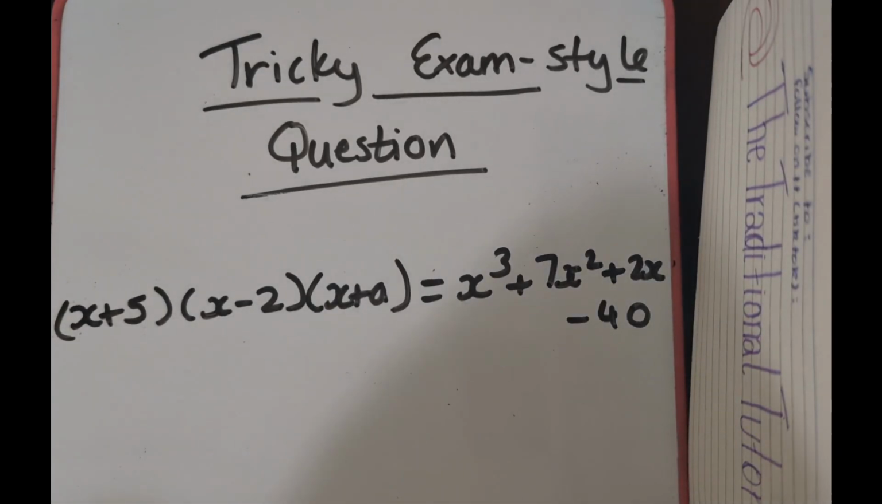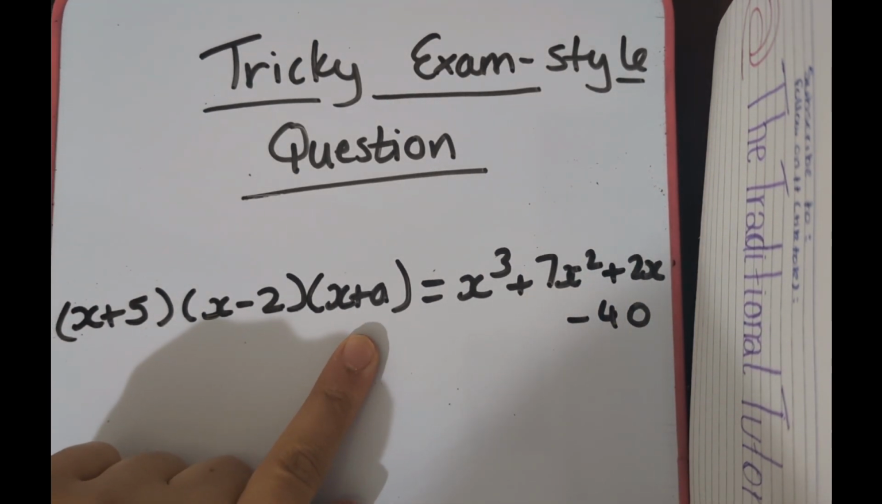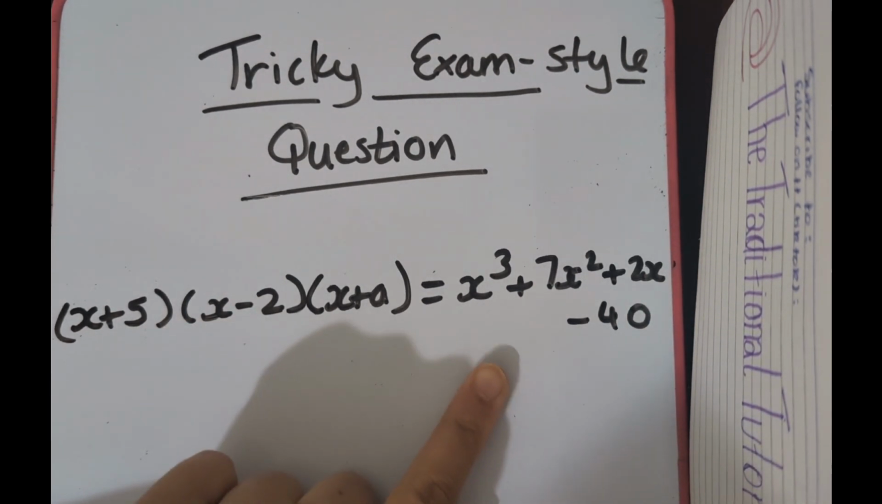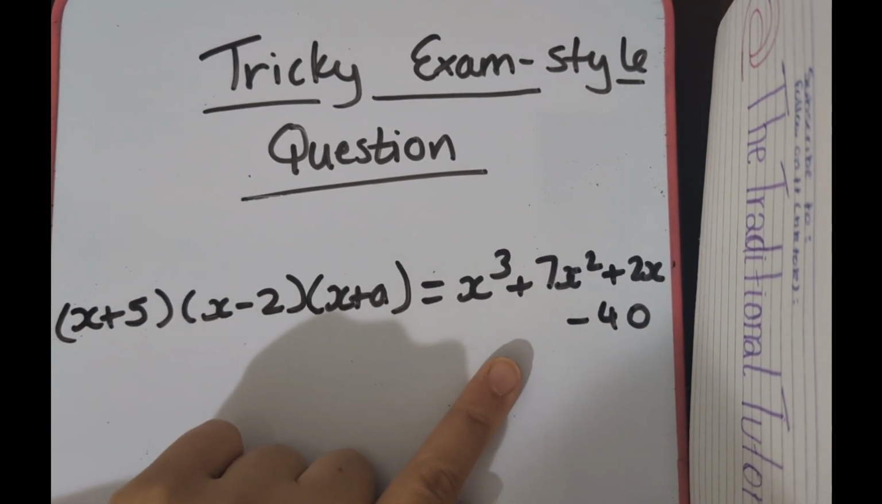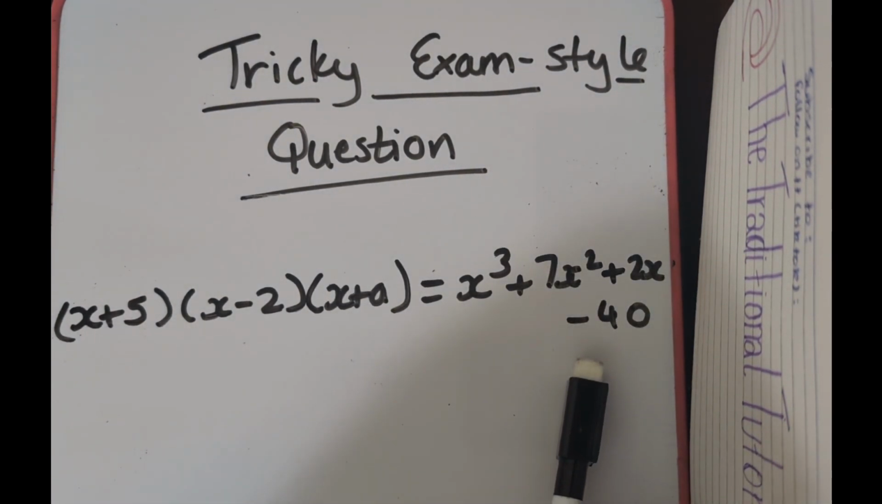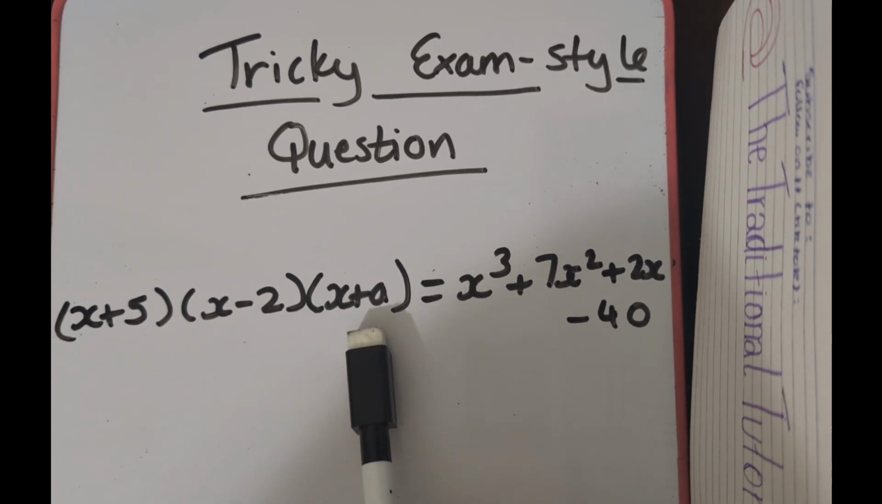So next up, I've just got a tricky exam style question for us to look at, which means what we're doing is finding out the missing value of a. We've been given this expression that when it's expanded gives us x cubed plus 7x squared plus 2x minus 40, and we need to work out, using this piece of information, what is a. So what is one of the values in our brackets?